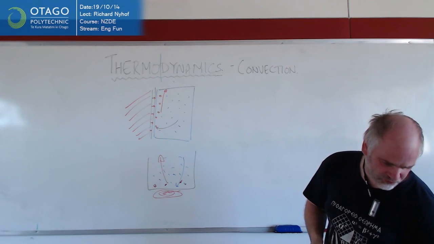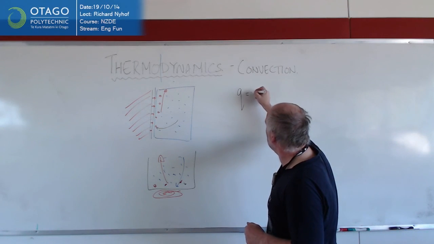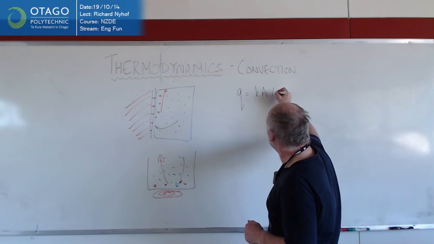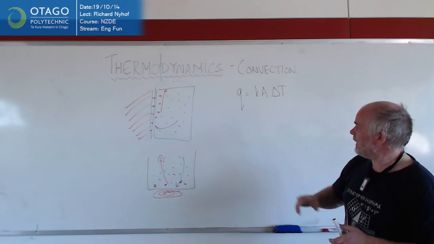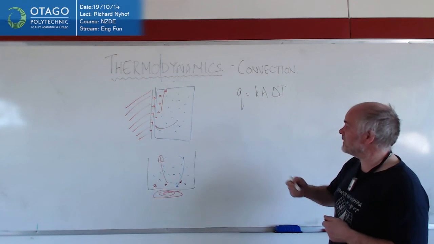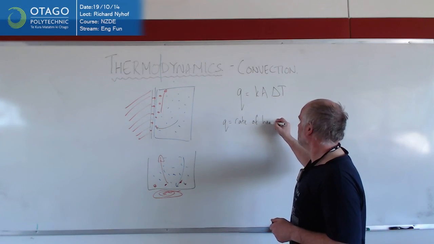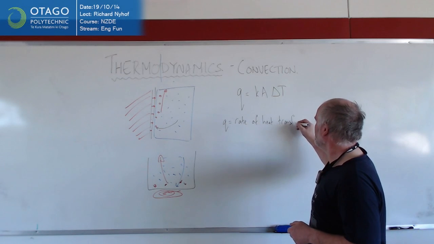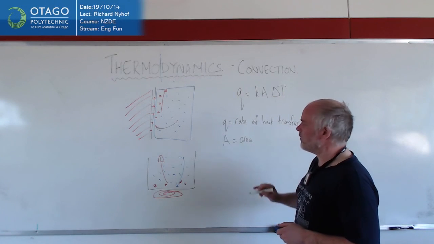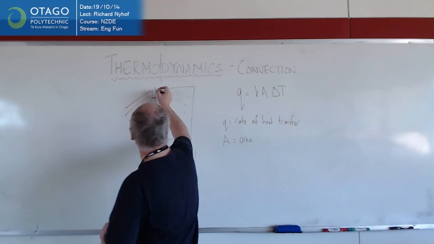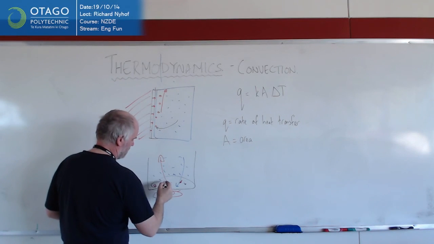And just as we had a formula for conduction, so we have a formula for convection, which is Q equals K A delta T. Okay. Looks similar to the previous one. Q is exactly the same as in the previous one, so Q again is the rate of heat transfer. A is the same as the previous one, it's the area of contact. So in the window example, it would be the area of your window. In the pot example, it's the bottom of the pot.